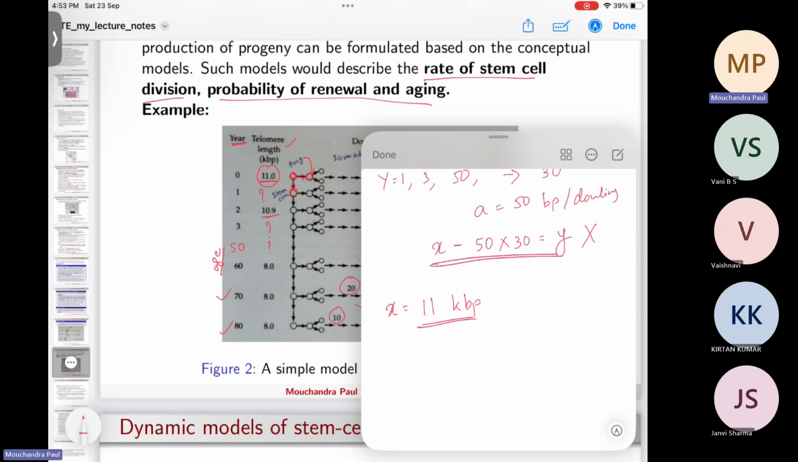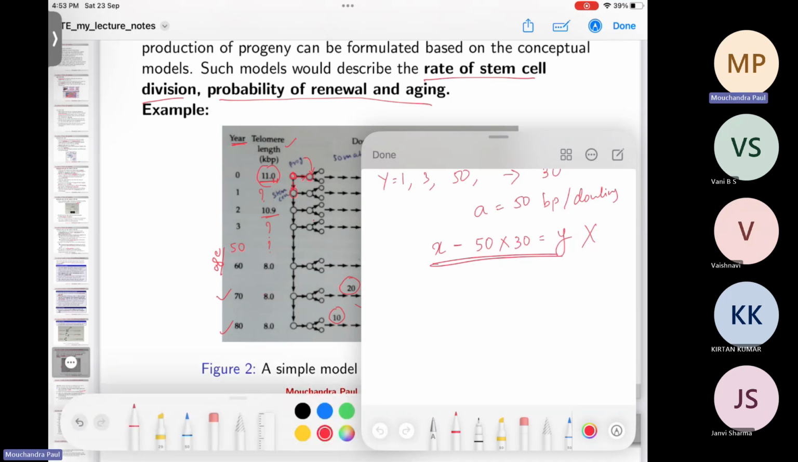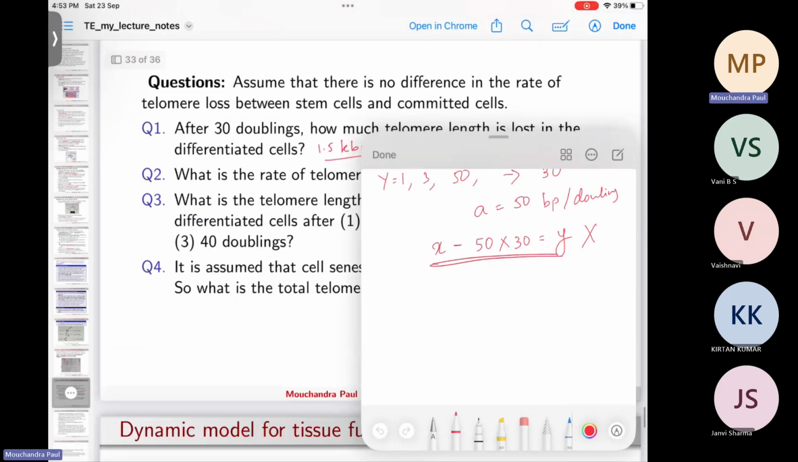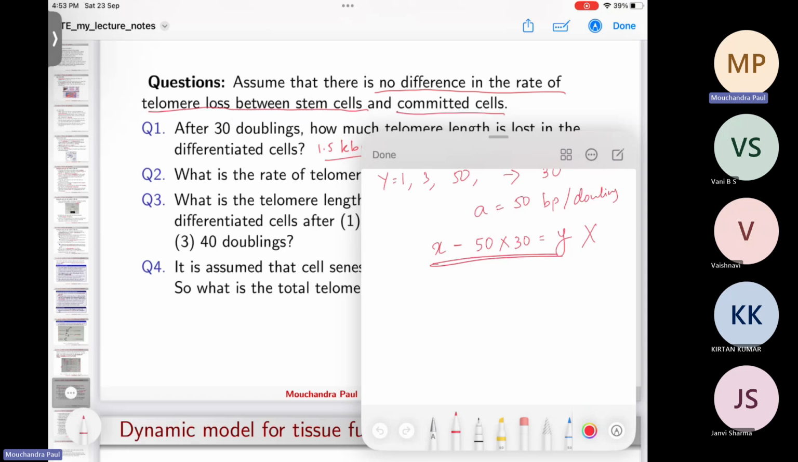Okay, so we can actually do it. Sorry for taking some time. I actually forgot about the assumption that I told you about, that there is no difference in the rate of telomere loss between the stem cell and the committed cells. This means we can get a value of x. How? For year 0, the telomere length of the cells was 11 kbp.